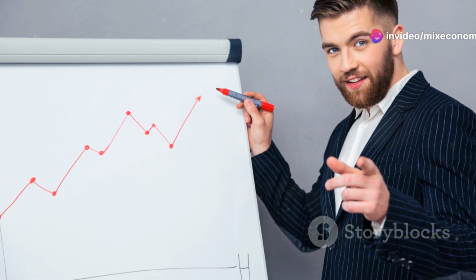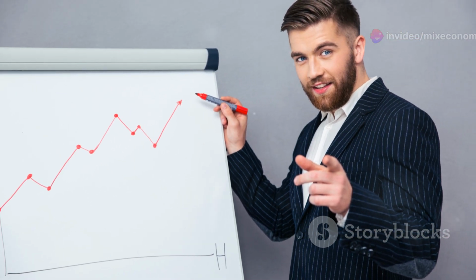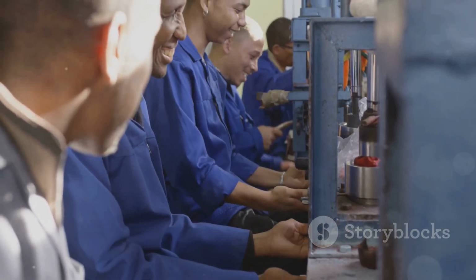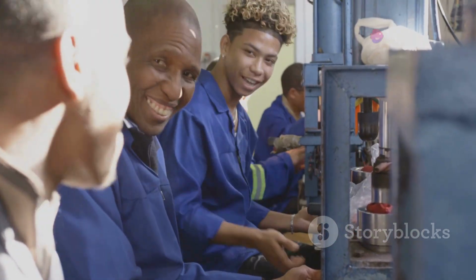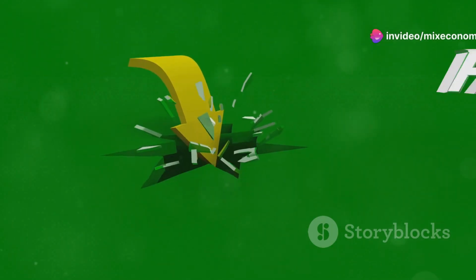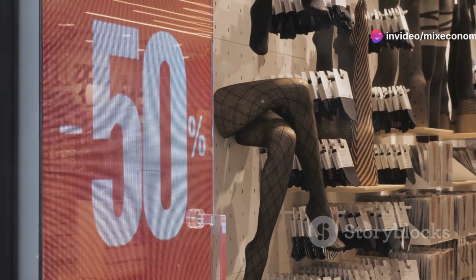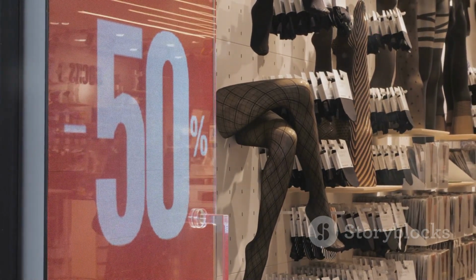This scenario usually happens when the price is set too high. Sellers are willing to produce and sell a large quantity at that price, but buyers are not willing to purchase it all. To sell the excess supply, sellers might lower the price, encouraging more buyers to enter the market and moving the market toward equilibrium.